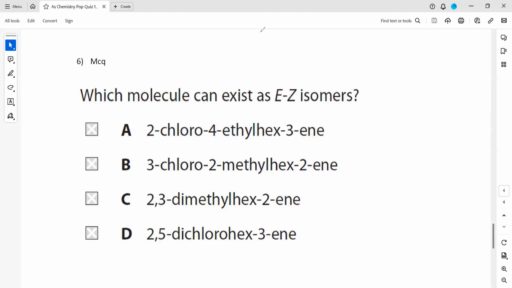which is hex-3-ene. When we draw the carbon, six carbon atoms are there. There's a double bond at the third. Second position, we have a chlorine. And fifth position, we have a chlorine. And the remaining will be hydrogen. So this will have three hydrogens. This will have one hydrogen. This will have one hydrogen. This will have one hydrogen. This will have one hydrogen. This will have three hydrogens.